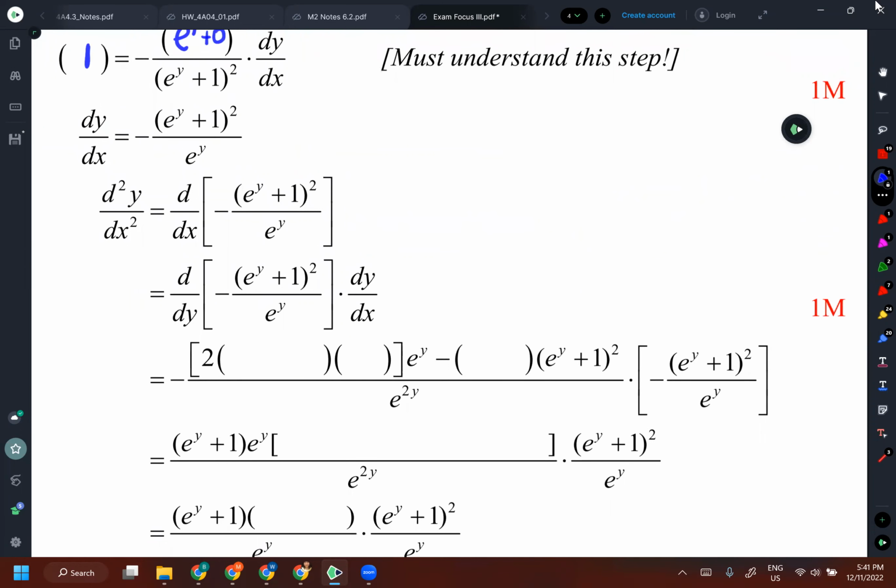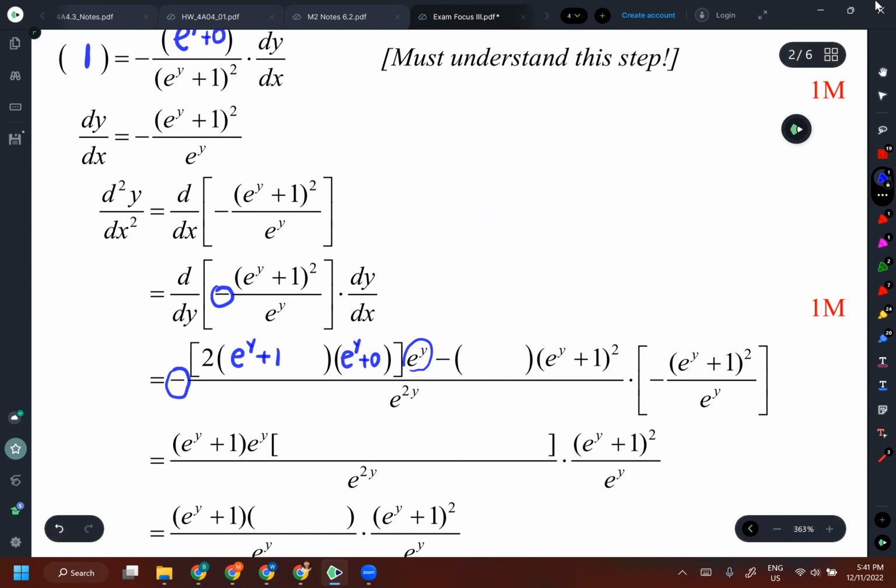You see, d/dx on this side, change it to d/dy and dy/dx, and then this one I have to use the quotient rule. The negative sign here is from this negative sign. So when I differentiate, I do not consider the negative sign anymore. It's already put in front. I have d high low, this is low, minus d low high, divided by low square, you see? D high low minus d low high.